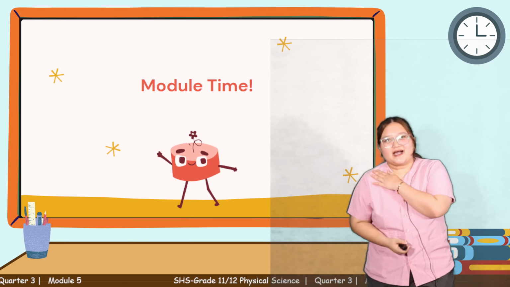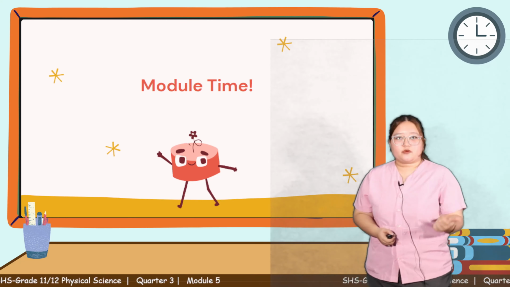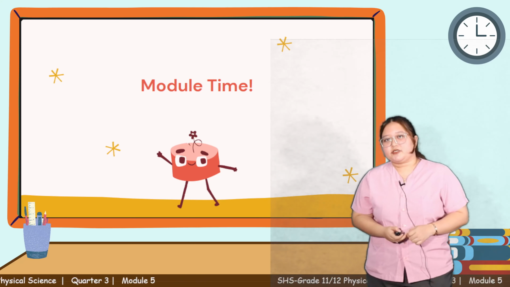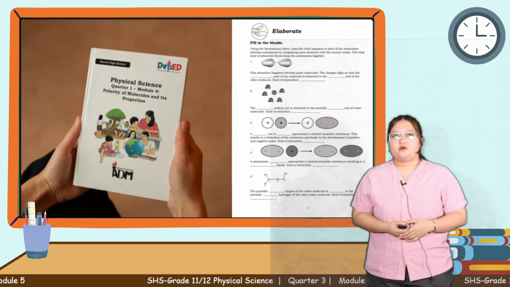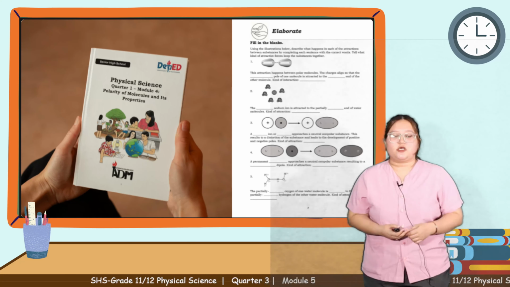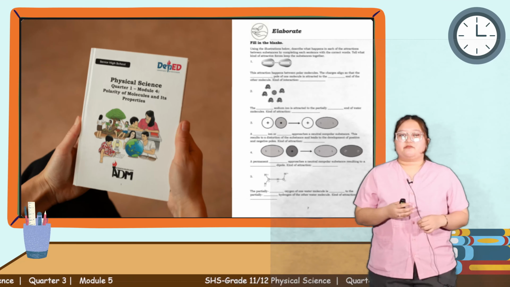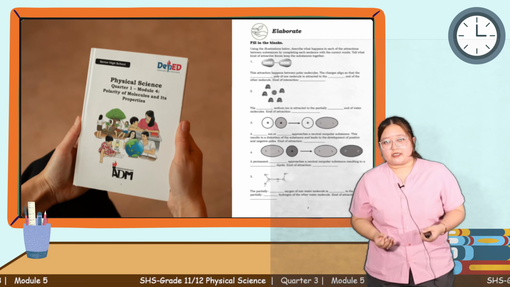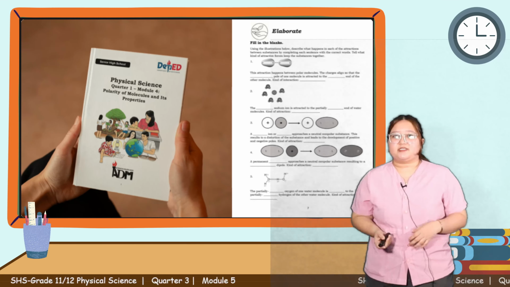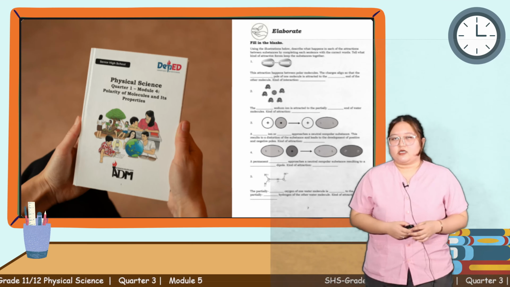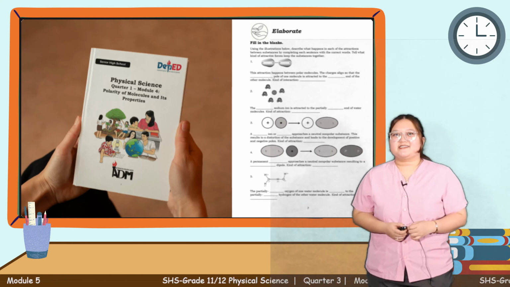Now, it is module time. So please grab your self-learning modules and turn to page 7. In this activity, you have to use the illustrations. Using the illustrations below, describe what happens in each of the attractions between substances by completing each sentence with correct words. Tell what kind of attractive forces keep the substances together. You have 1 minute to answer this part of your module. Your 1 minute starts now.